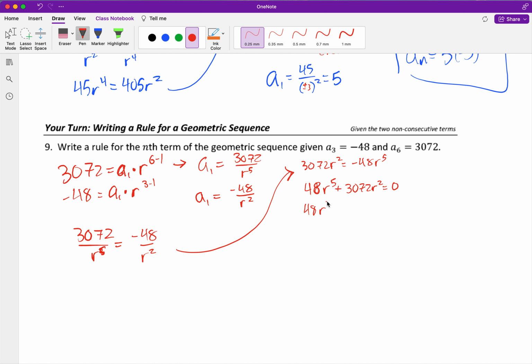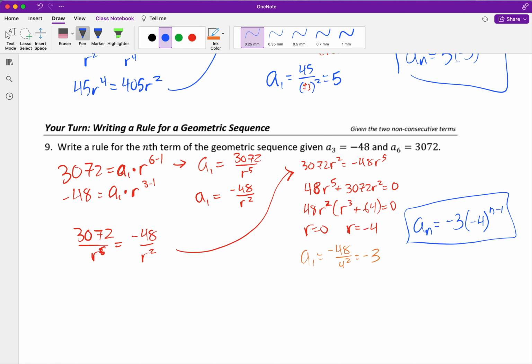All right. I'm going to use my calculator for help here, but I am pretty sure I can factor out a 48, and I will get r to the 3rd plus 64 equals 0. That's going to give me r equals 0 and r equals negative 4, and only negative 4 this time around. And let's figure out what a1 would be. So I'm going to use the negative 48 over the 4 squared. So that's going to give me a value of negative 3. So my rule should be an equals negative 3 times my r value, which was negative 4, to the n minus 1.